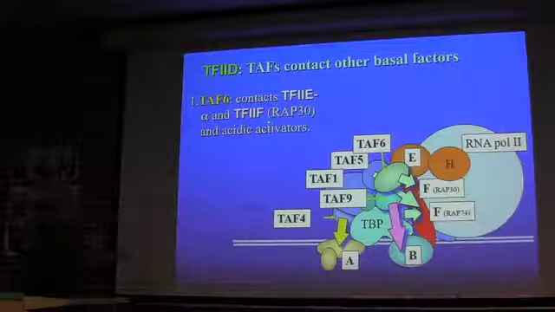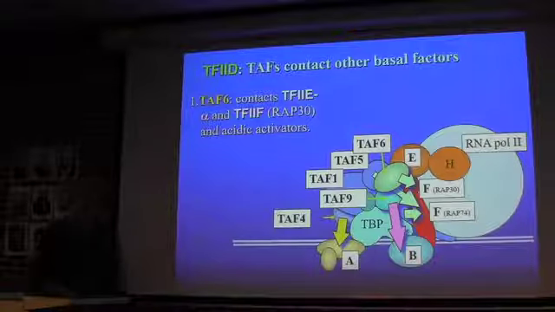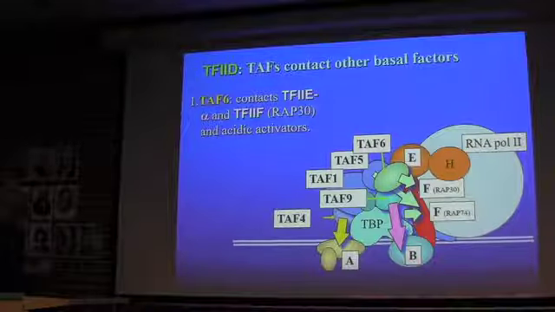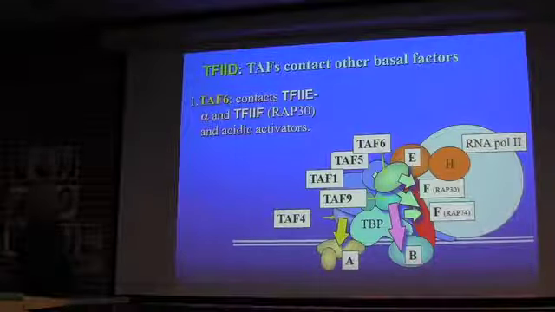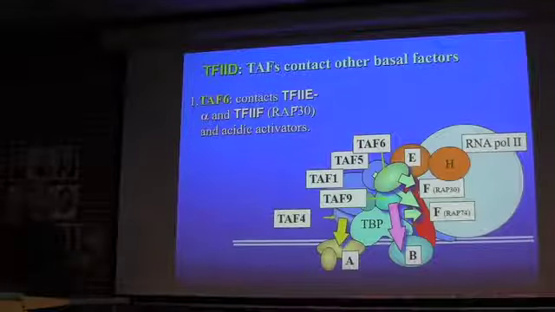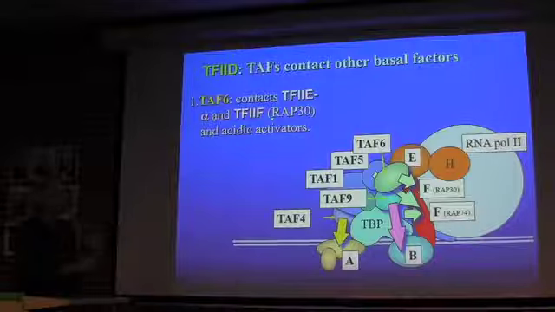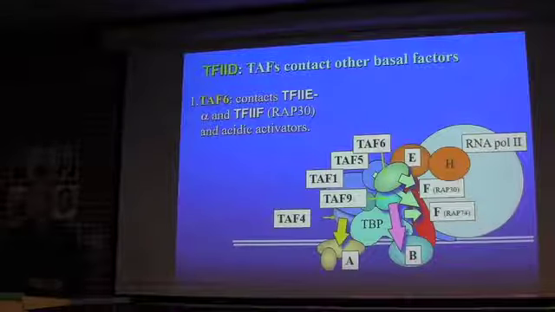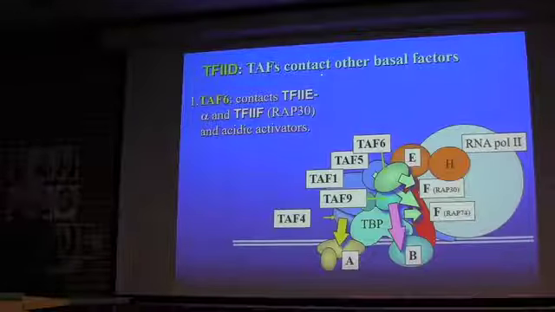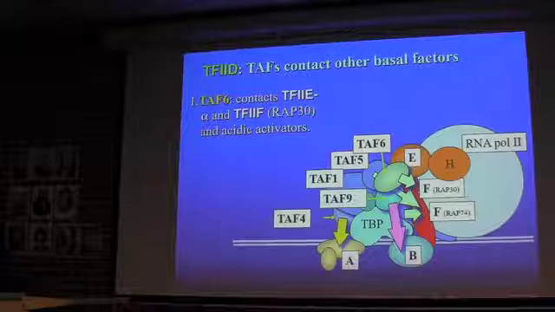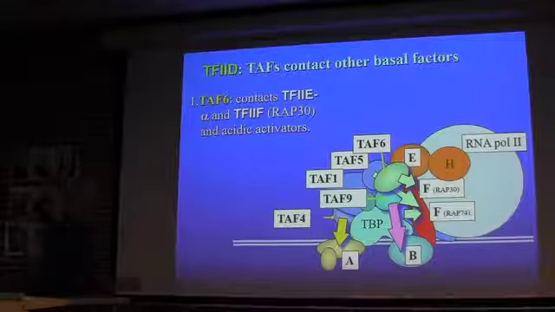TFIIF, the small subunit of that, is also a target. RAP30 is another name for that. TFIIF, that's RNA polymerase associated protein 30. That was its old name. So TAF6 is recruiting 2 of the basal transcription factors.